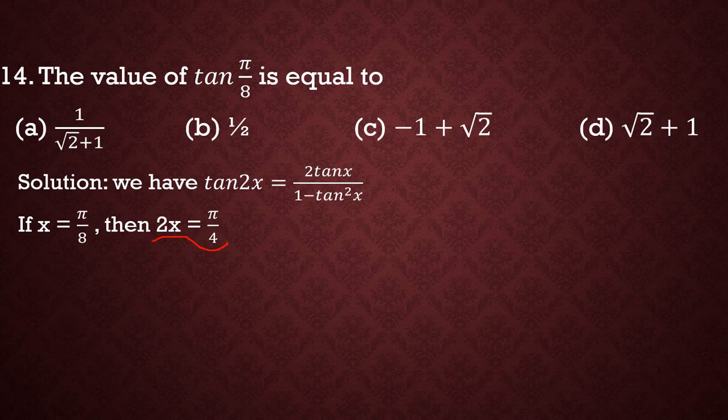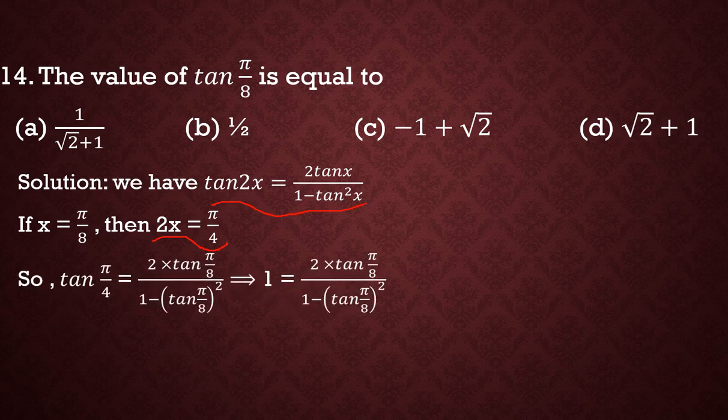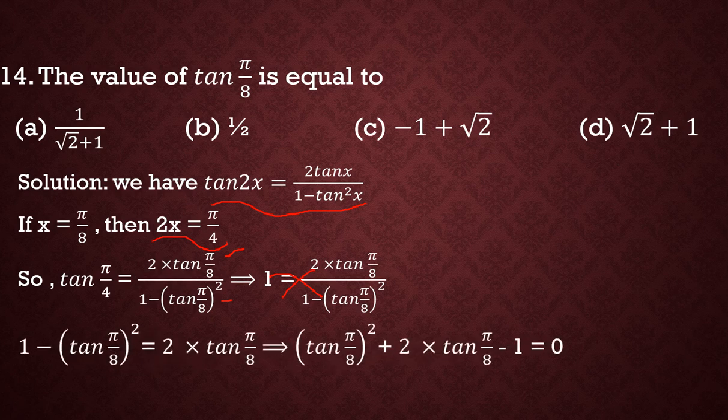Now substitute all these values in the formula, tan 2x is equal to 2 tan x divided by 1 minus tan square x. We will get tan pi by 4 equal to 2 times tan pi by 8 divided by 1 minus tan pi by 8 whole square, where the value of tan pi by 4 is 1. Next we cross multiply here. We get 1 minus tan pi by 8 whole square, that's equal to 2 times tan pi by 8.